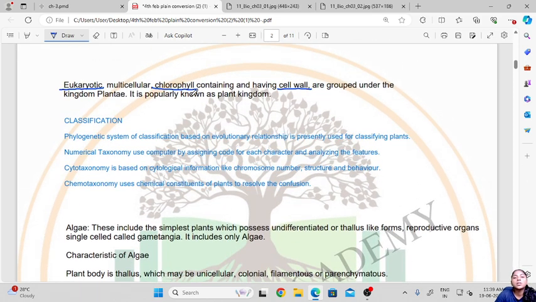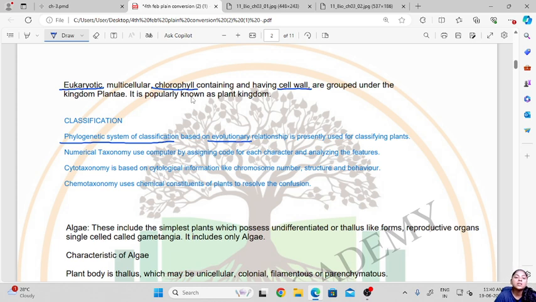Then classification of kingdom Plantae. Now these plants are classified phylogenetically. That is, the phylogenetic system of classification is used, which is based on the evolutionary relationships that are present among the organisms. So it is based on the evolutionary relationship, and this system is currently being used.